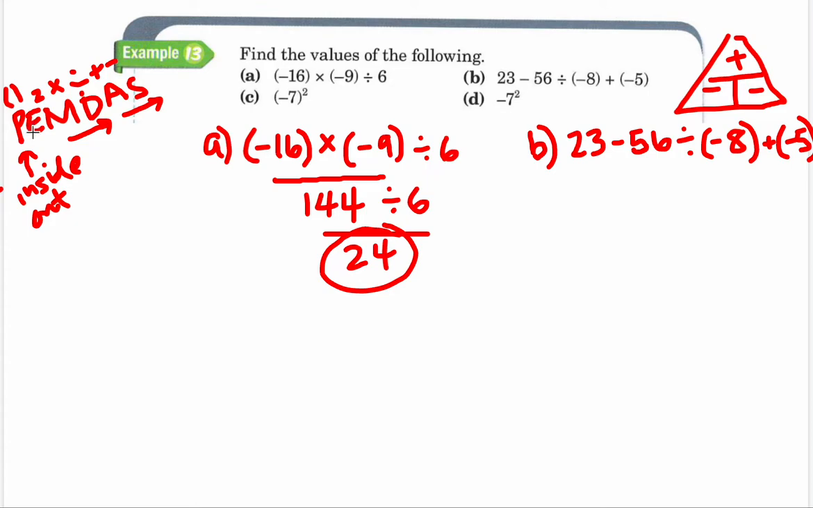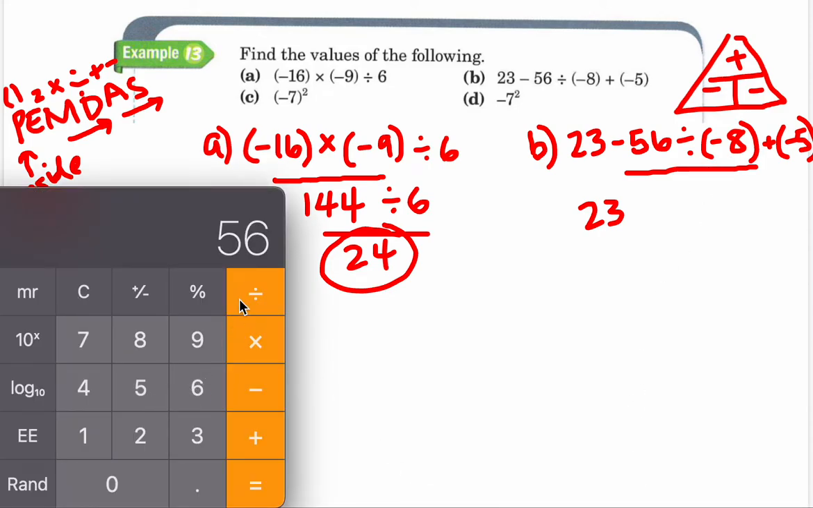Then we go on to exponents, no exponents that I see here. So then we go on to multiplication or division, whichever one we see first. So I'm scanning, I see a subtraction, I see a division. Okay, so that'll be my first step. 23 I didn't touch, I'm going to copy it back down. Then I have negative 56 divided by negative 8.